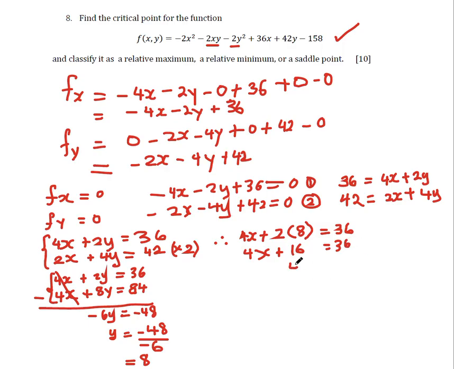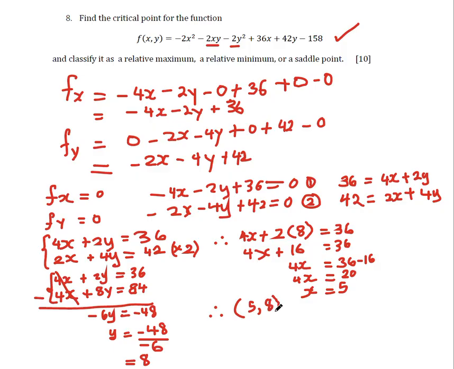So this would leave us with 4x equal to 36 take away 16. By inverse operation, the 16 would become negative on the other side of the equation. So 4x is equal to 36 minus 16, which is 20. So 4x would be equal to 20, so x is equal to 5, which is the number that is multiplied by 4 to give 20. That's obviously 5. So now we have found the critical points. The critical points are x being 5 and y being 8.